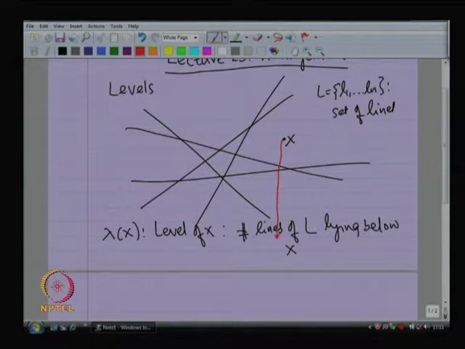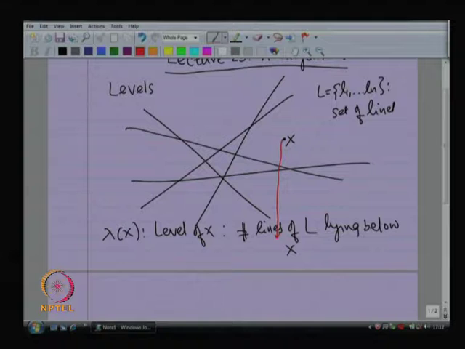What it means is that if I take a vertical ray downward, I count the number of lines that lie below that point. I do not count the point itself. If a point lies on a line, I do not count that line. Think of the vertical ray I drew as an open ray; the starting point does not count. So, in this case, for example, lambda of x is 3, am I right? Okay.